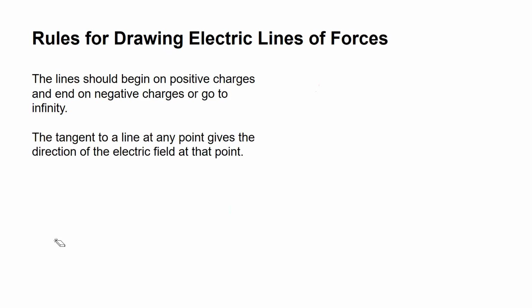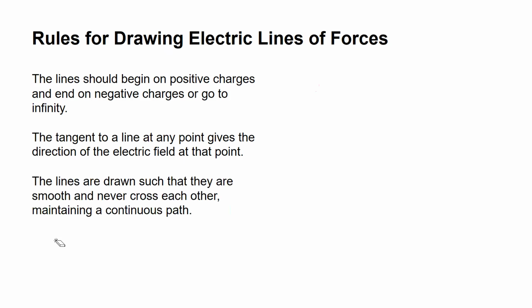The tangent to a line at any point gives the direction of electric field at that point. So whenever you have a tangent to a line at any point, it gives the direction of the electric field at that particular point. The lines are drawn such that they are smooth and never cross each other, maintaining a continuous path. So if they're moving in one direction, they keep moving in that direction. They don't intersect or cross one another. They always maintain a continuous path.